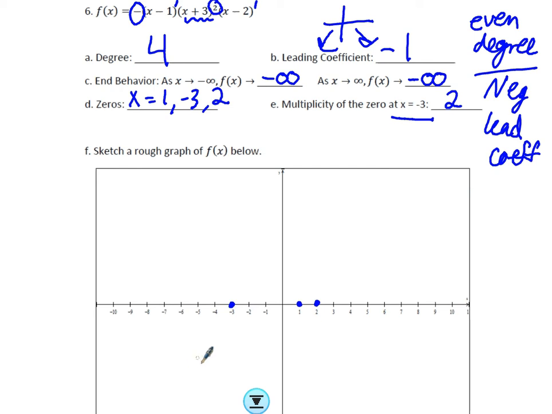I know that I'm starting down. At -3, it just touches. Go through because it's 1, go through because it's 1, and finish down. And I did this correctly, I know, because I finished down, and that's what I wanted to do if you go back to this little diagram that we just did.